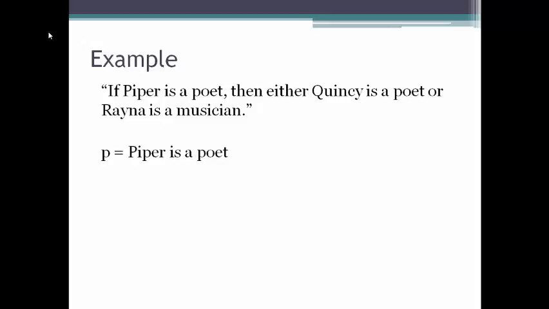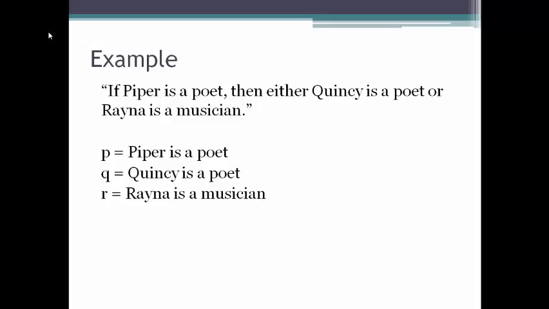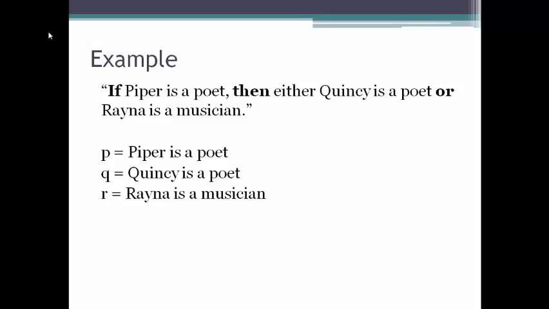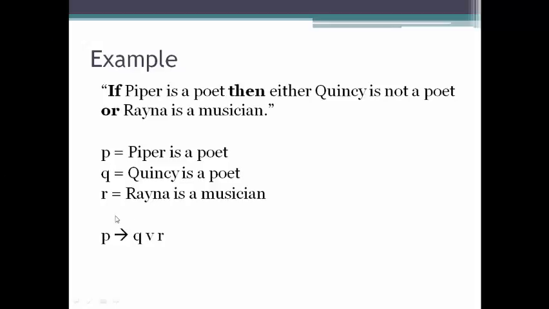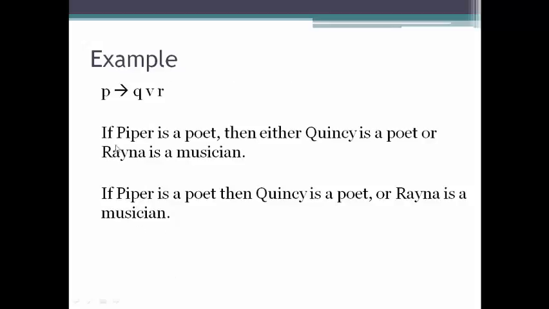Let's let P stand for Piper is a poet, Q for Quincy is a poet, and R for Raina is a musician. Notice that in this example we've got two connectives. We've got the if, then, but also an or. So when we turn this into symbols, we're going to need to have both the arrow and the wedge, as well as all three of our simple sentence letters. But there's a problem here. This is ambiguous. It could mean two different things.